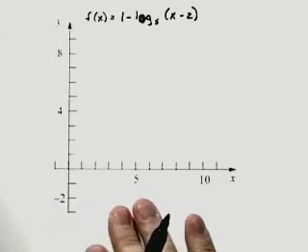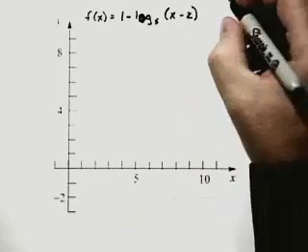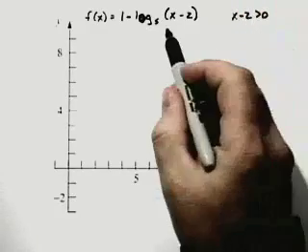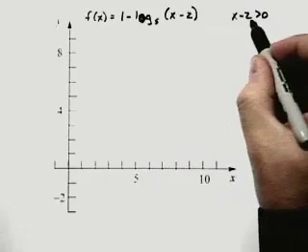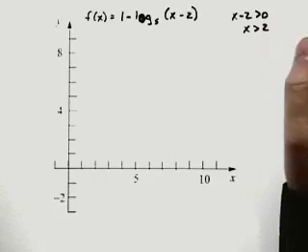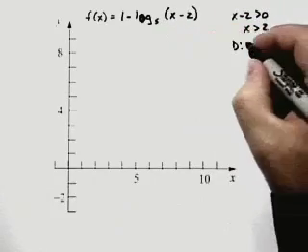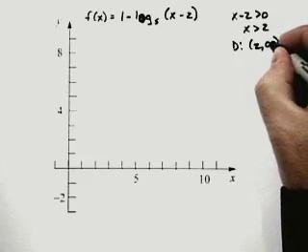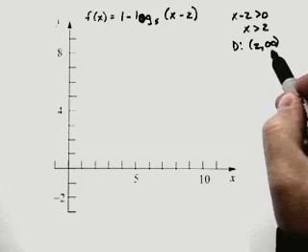I'm going to start by finding the domain of our function. The domain will be the set of all real numbers such that x minus 2 is greater than 0. Look at the argument for our logarithm. We need this to be a positive number, so we need x minus 2 to be greater than 0, or x is greater than 2. So the domain for our function is the set of values for x that are greater than 2, or in interval notation, 2 to infinity.